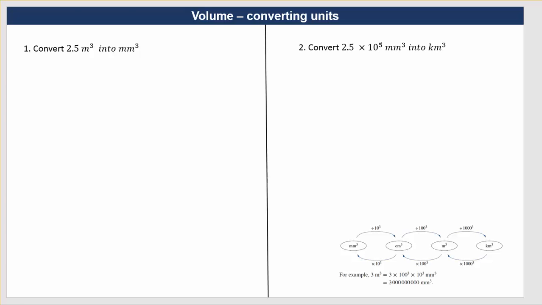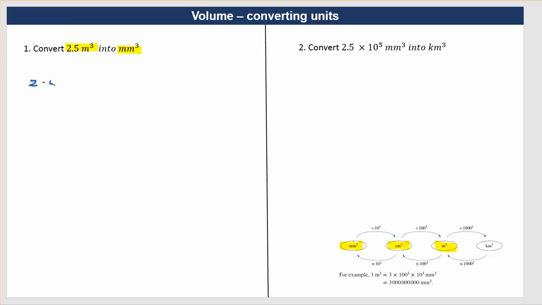So let's apply what we've learned about converting between different units of volume. So we've got 2.5 meters cubed. You come over to your diagram, that's meters cubed, and you're asked to convert it into millimeters cubed. So you're going to go backwards, from the larger unit to a smaller unit, so we expect the number to get larger. So let's write that down.